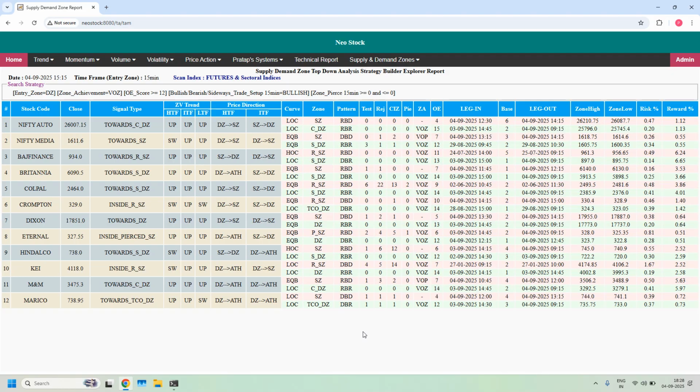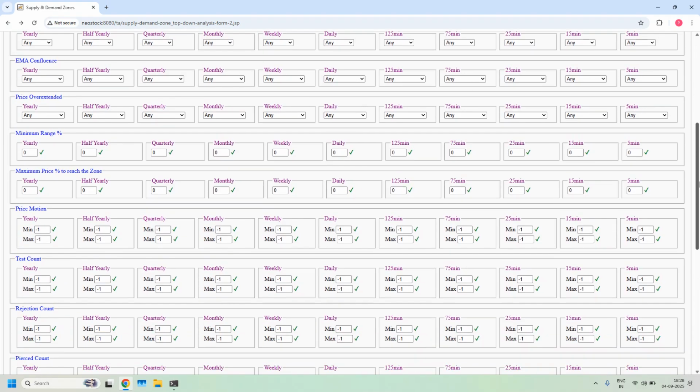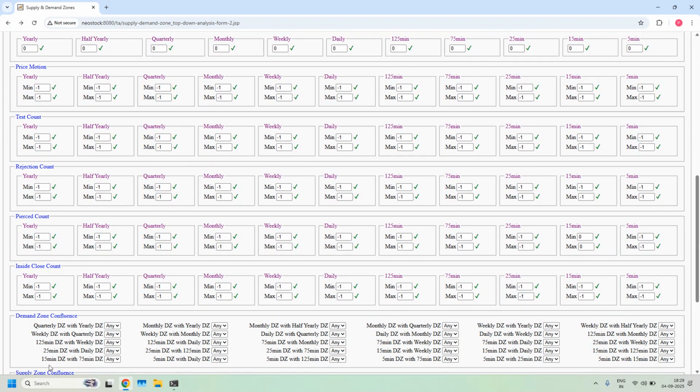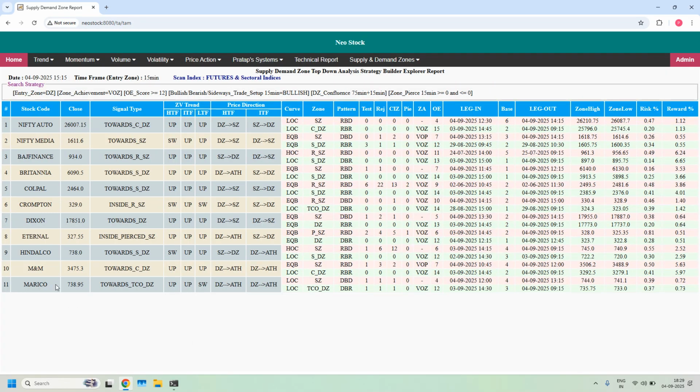Out of these 15 minutes demand zones, we should filter high probability trade setup supported zones based on different zone confluence and EMA confluence strategies we learned in lesson 27. Okay, first strategy LTF and ITF demand zone confluence. That is 15 minutes and 75 minutes demand zone confluence. By enabling the filter, we got 11 stocks. In all 11, the 15 minutes demand zones overlapped with 75 minutes demand zone.